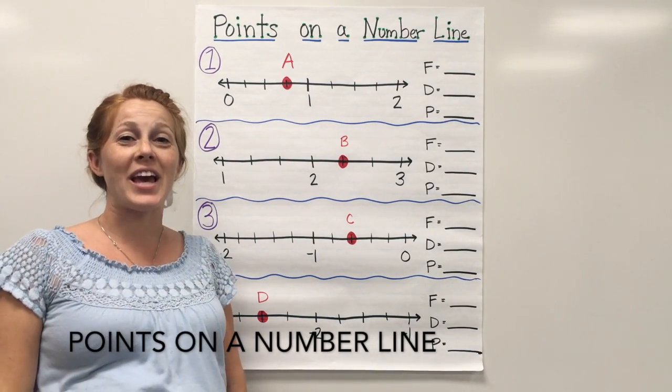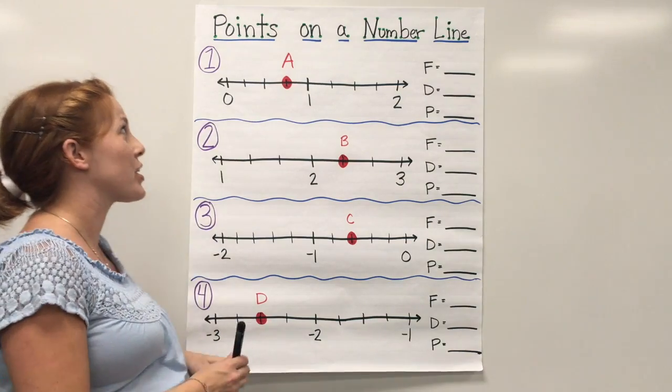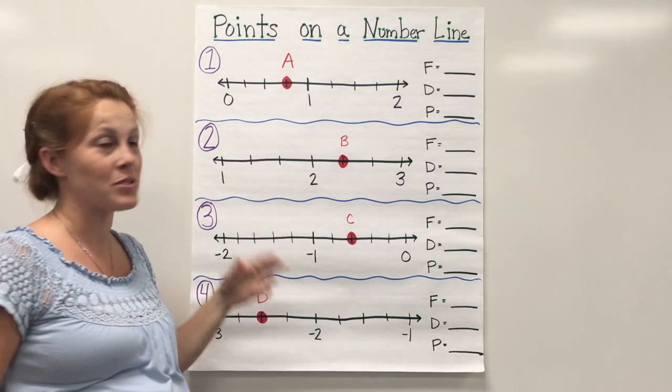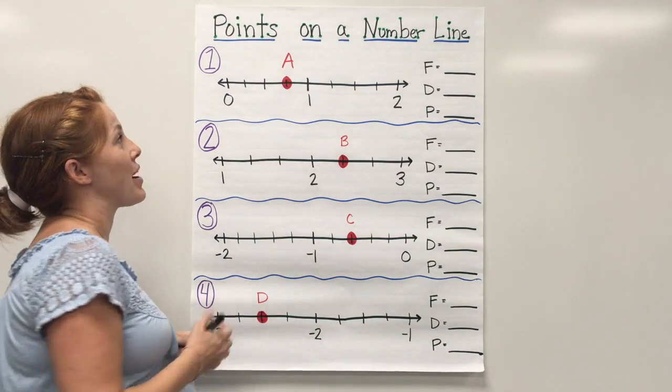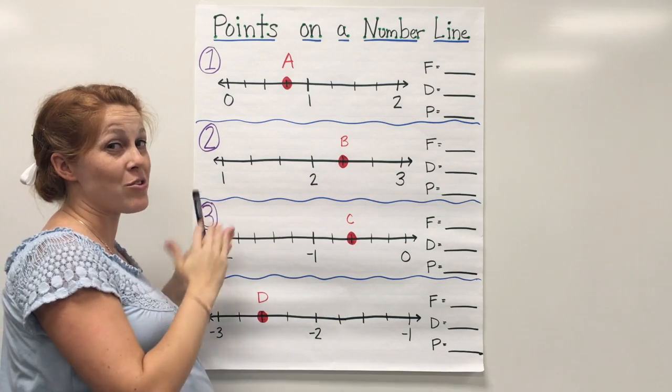Guys, today we're going to look at how to identify points on a number line. We're going to start with two positive examples and then look at two negative examples. So we're going to start by finding the point, and then you're going to circle the two whole numbers on either side of the point.